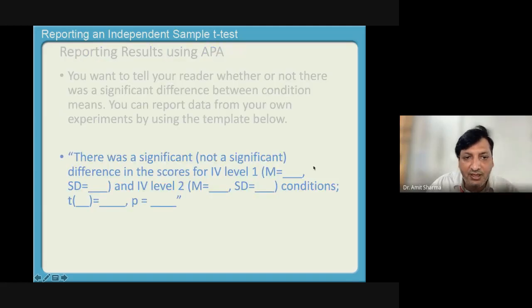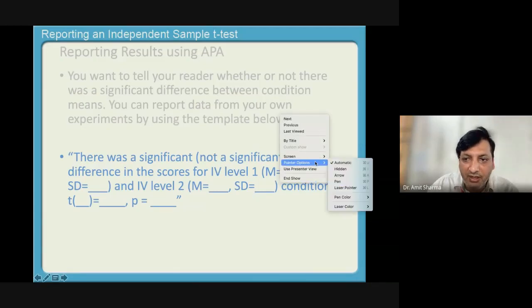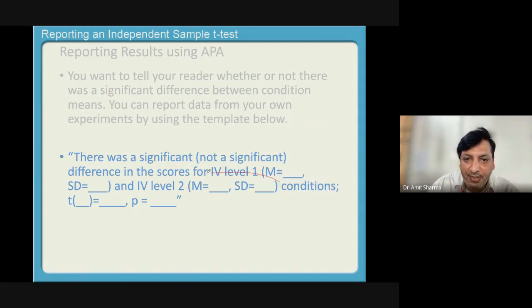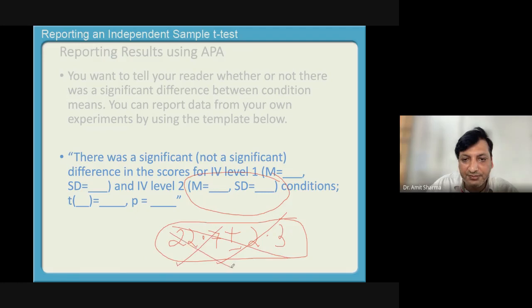And this is the blank style of how you are going to write the result, that there was a significant or not significant difference in the score between the independent variable levels. Here you are going to quote the mean and standard deviation. If you want to quote a mean and standard deviation in APA format, you will still find the mean written something like 22.7 plus minus 2.3. This is a very old style, we are not using it nowadays. All the means and standard deviations should be written in the newer form.